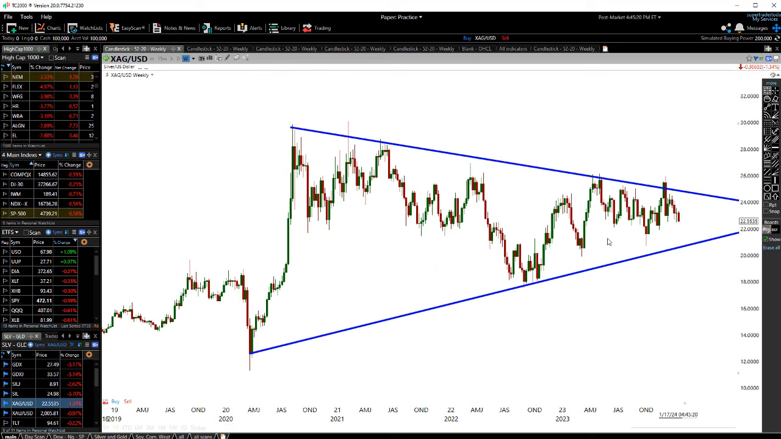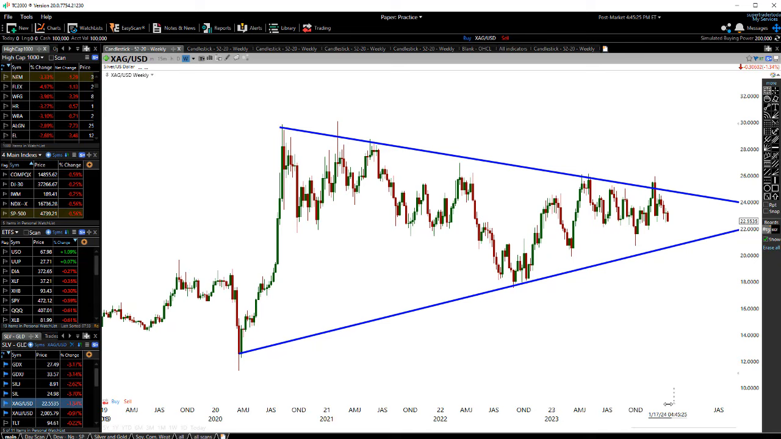Silver right now, guys. Look at silver. Silver's really exciting. Oh, my goodness, guys. This is where patience is going to pay. Patience is going to pay, guys.